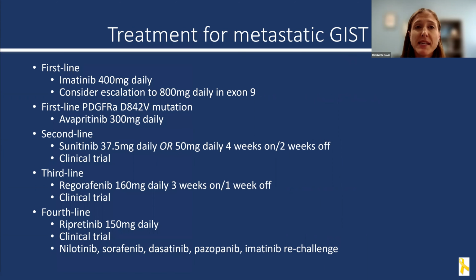When we look at the treatment for metastatic GIST, imatinib at 400 milligrams daily is the standard of care, with the exception of those who have the PDGFR alpha D842V mutation. As of 2020, avapritinib is now the first-line standard of care for these patients. Second line, third line, and fourth line treatments are generally with the FDA-approved drugs sunitinib, regorafenib, and ripretinib. And after fourth line therapy, there are a multitude of TKIs that have some limited data suggesting efficacy, but a clinical trial at this stage would also be very appropriate.